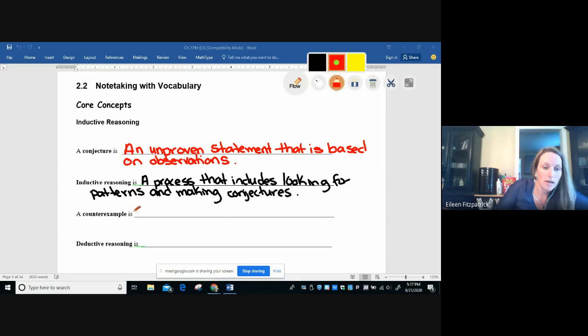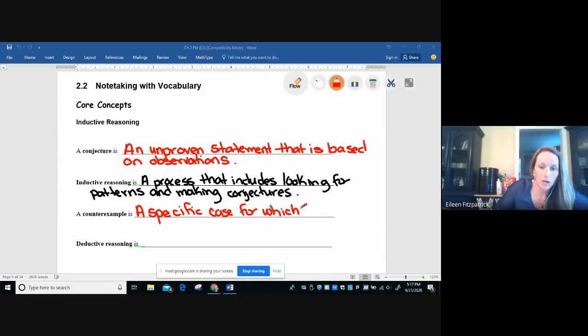All right, a counterexample. A specific, and this is an important word, the specific part, a specific case for which a conjecture is false.